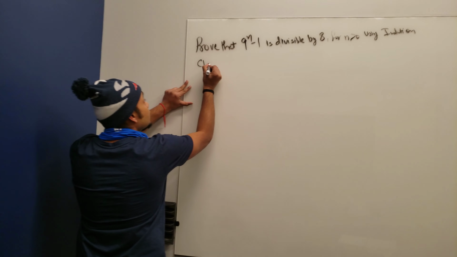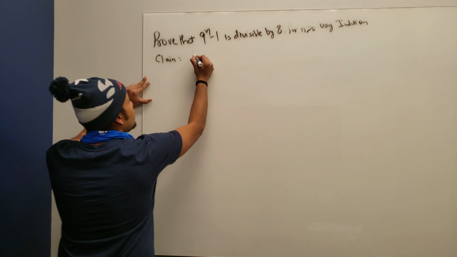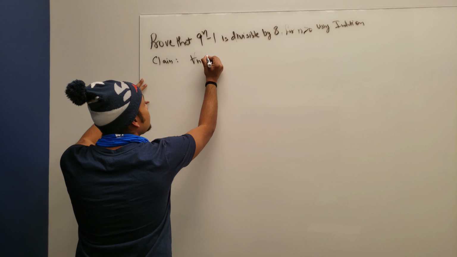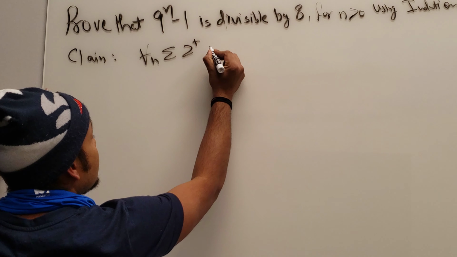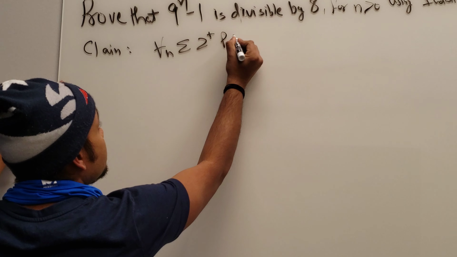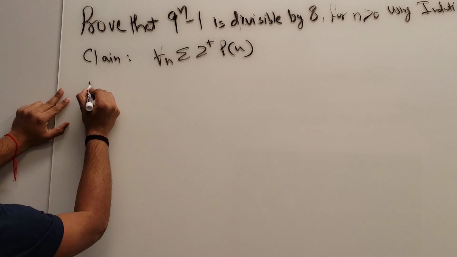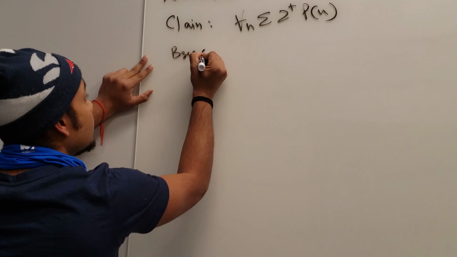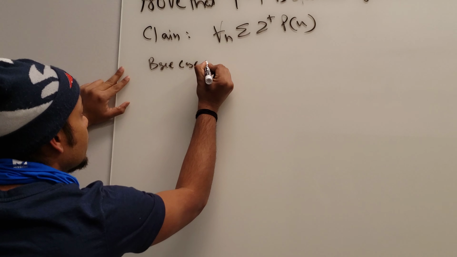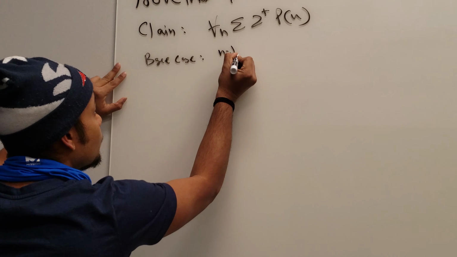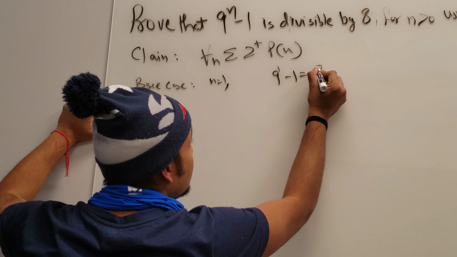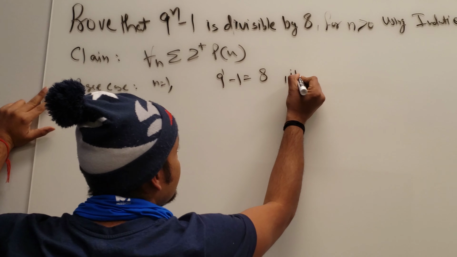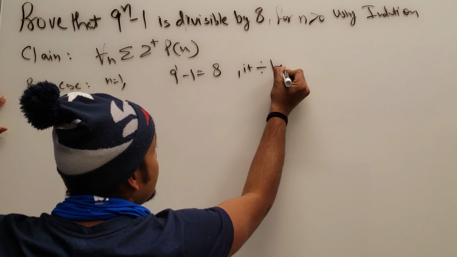The first thing we do is set a claim, which is that for all n in the positive integers, P(n) holds. Second is my base case, where I pick a value of n. In this case, I'm going to pick n equal to 1, and I plug it in, and I have 9^1 - 1, which is equal to 8. We can see that it is divisible by 8.